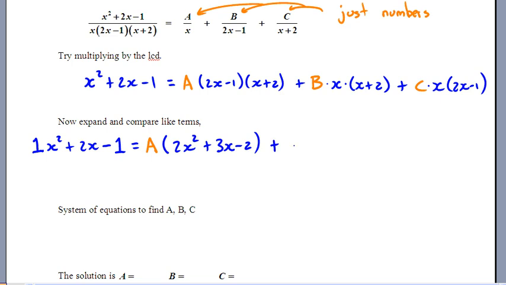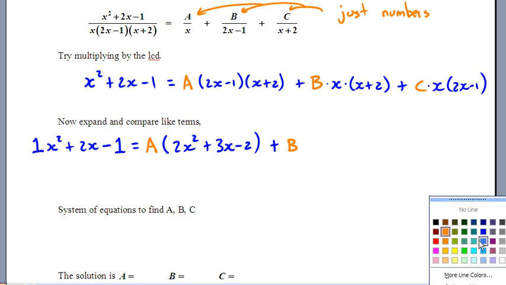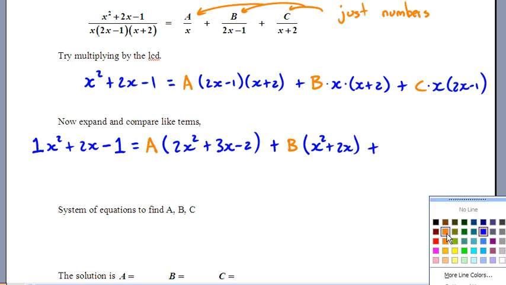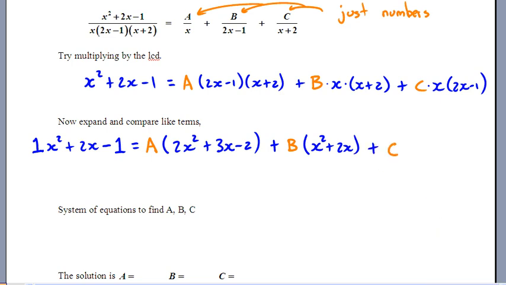The b term, okay, what's the b going to end up getting multiplied by? Well, doing a little foiling here, we're going to have x squared plus 2x. And then the c term. All right, that c is going to get multiplied by 2x squared minus an x.